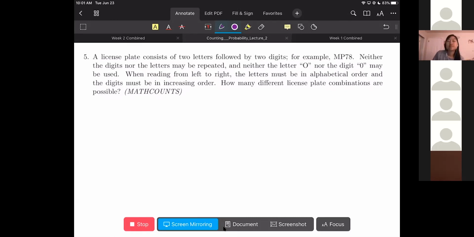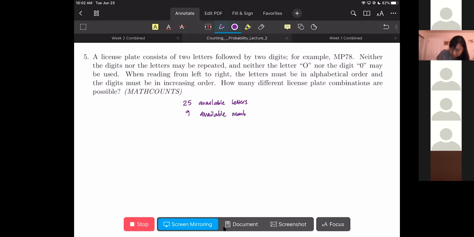Well, first we can start off with the fact that they've reduced the number of letters in the alphabet and the number of counting numbers, the number of numbers we can use. So 26 letters in the alphabet, but we can't use O. So there's 25 available letters for the first place in the license plate. Then there's one available for the next place because it has to read in alphabetical order.